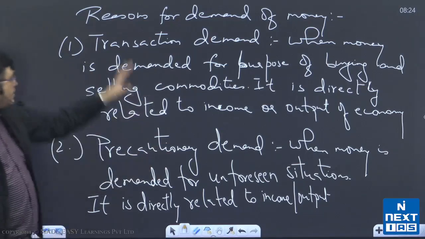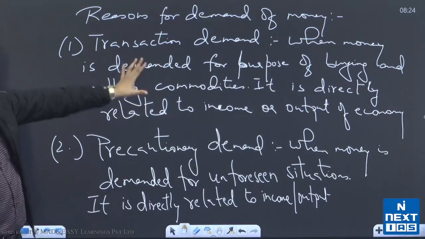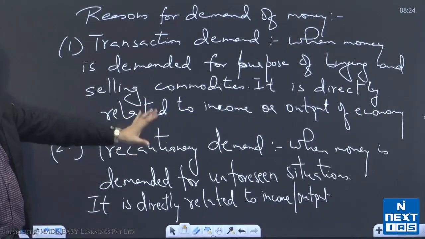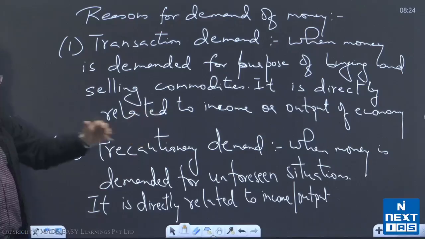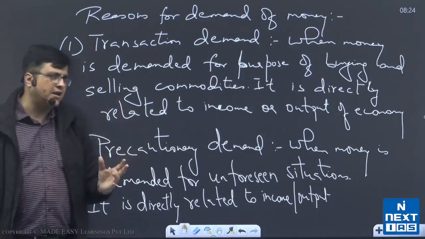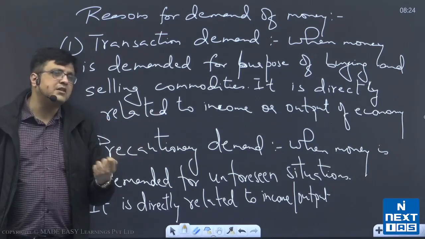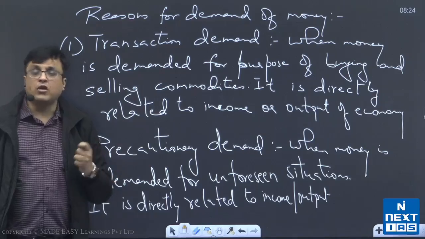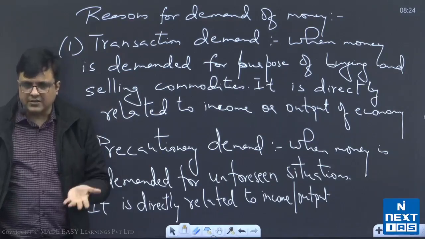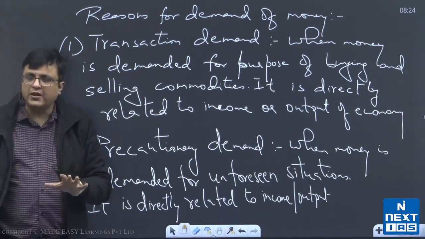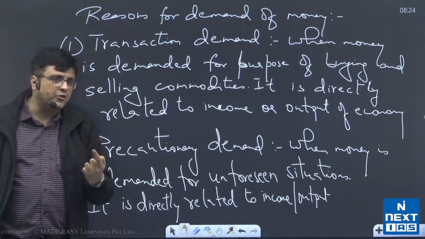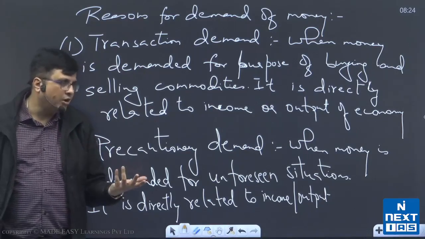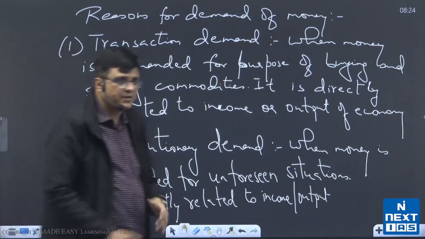So there are two things that I wrote, transaction demand and precautionary demand, which are directly related to income or output of the economy. So normally if in prelims a question comes that as income of the economy rises or output of the economy rises, what will happen to money demand? It will rise. If output of the economy is falling, GDP is falling, that language can also be used, what will happen to demand for money? Demand for money will fall. All right, that is the aspect here.